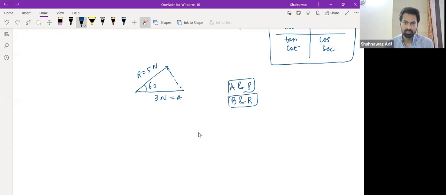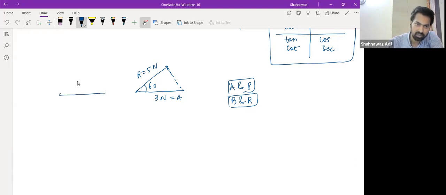Sir, you can use Pythagoras theorem, right? How can we use the Pythagoras theorem? So is that 90? This is looking like 90, but no. To use Pythagoras theorem, we need to have a right angle. So just remember this diagram.